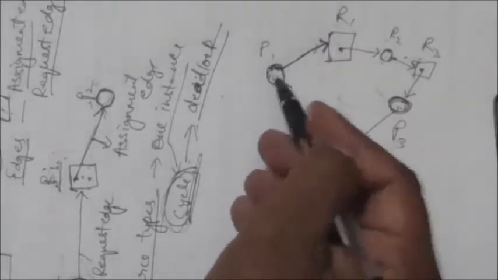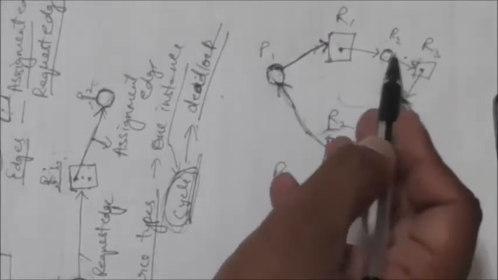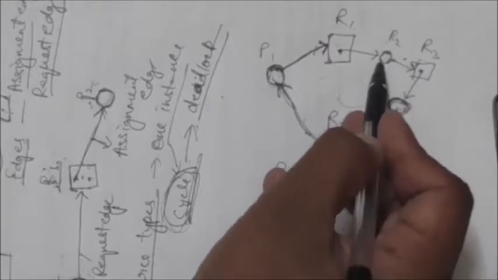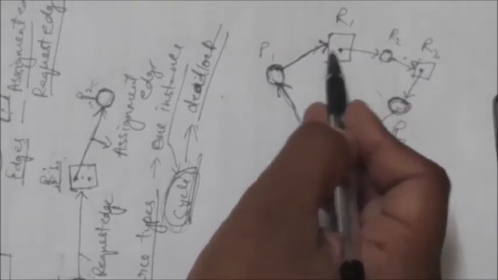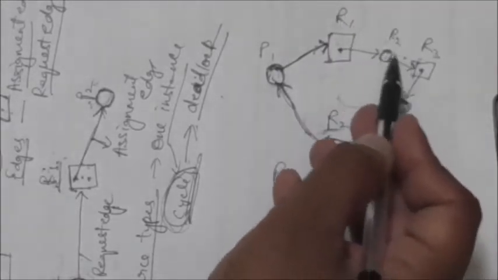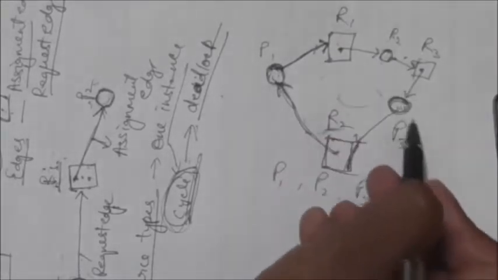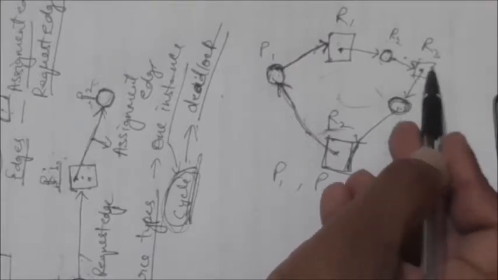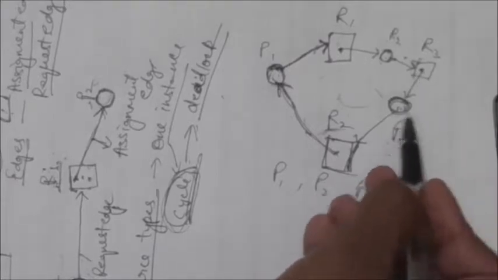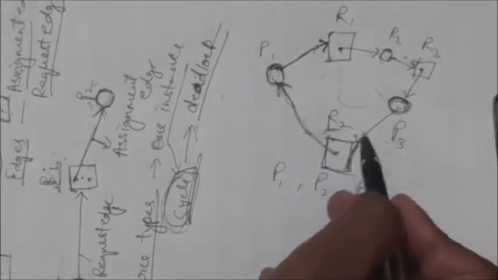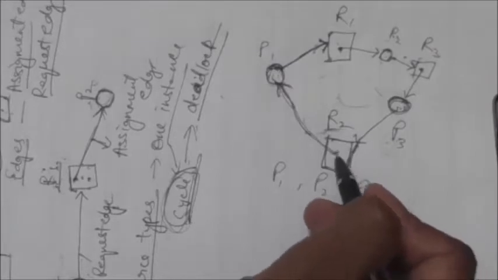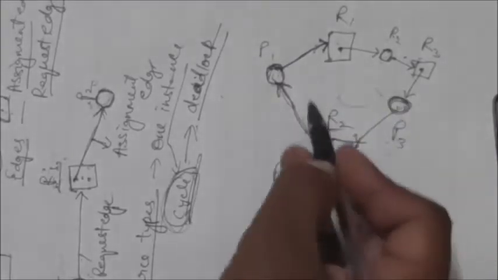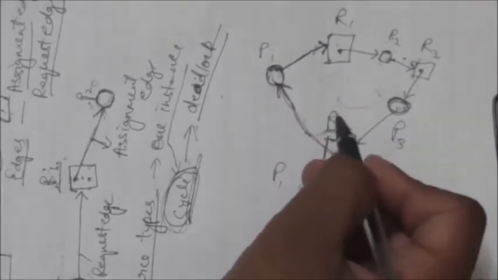You can see this process P1 is waiting for process P2 to release the instance of resource type R1. Similarly, process P2 is waiting for process P3 to release the resource of resource type R3, and this process P3 is waiting for process P1 to release the resource of resource type R2. So here there is a deadlock.